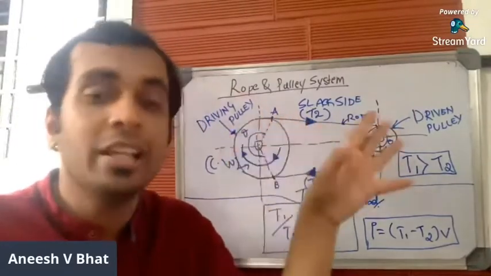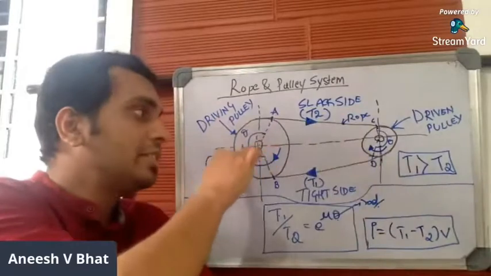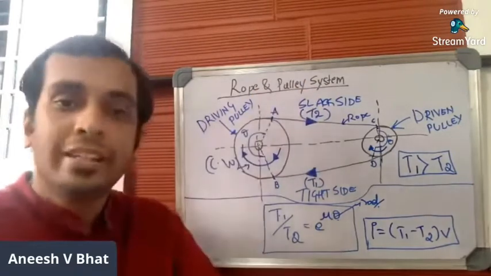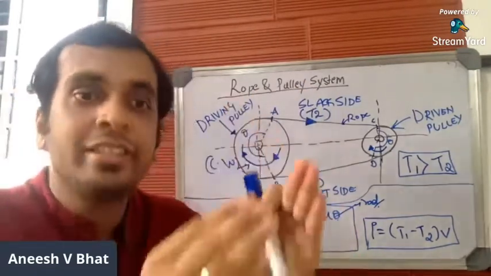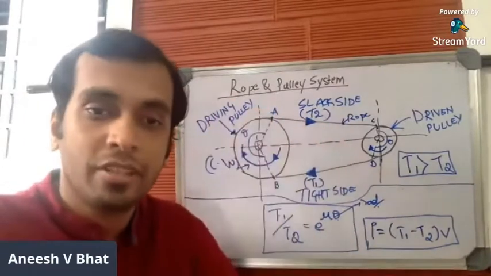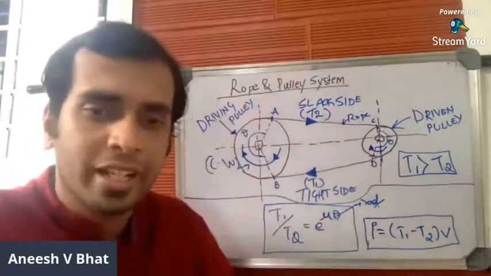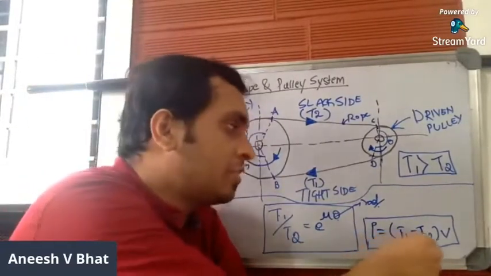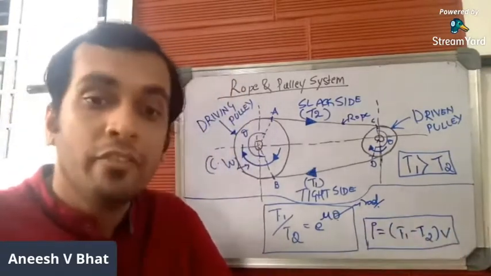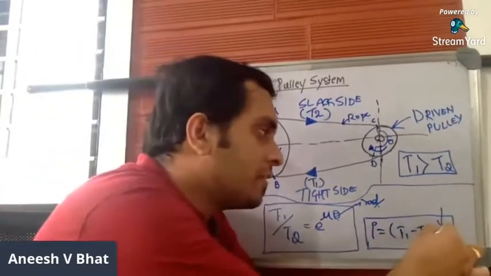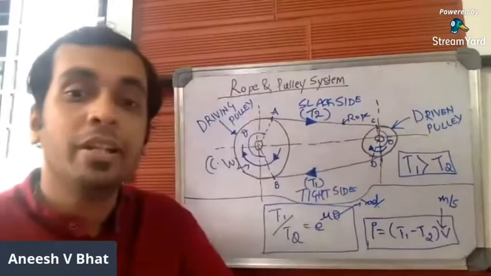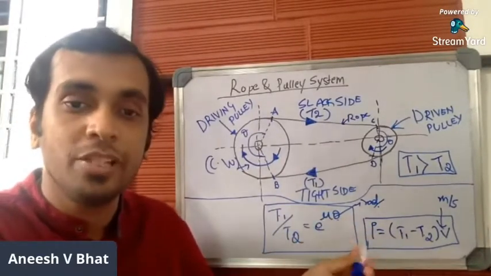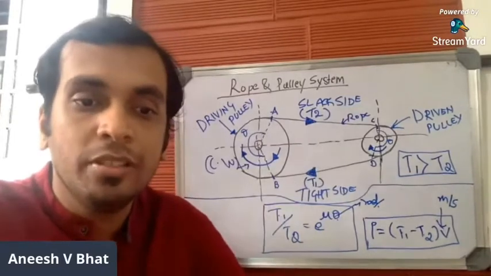Hope this particular concept is clear. So if the driving pulley rotates in clockwise direction, the lower side becomes the tight side. Similarly, if the driving pulley rotates in anti-clockwise direction, the upper side becomes the tight side. T1 will always be the tension along the tight side and T2 will always be the tension along the slack side. As you know, this particular system is used in power transmission. There is a formula which is used to calculate the power transmitted. P is equal to (T1 minus T2) into V, where V is the velocity of the driving pulley in meters per second. We just have these two formulae to be used to solve the problems.